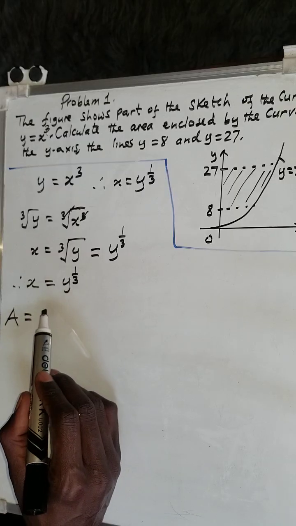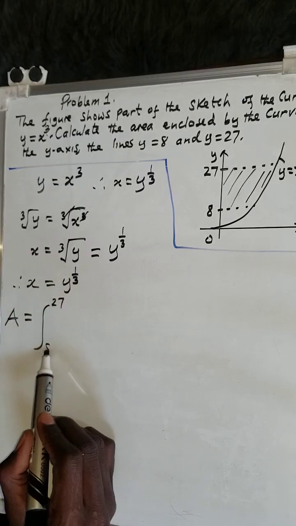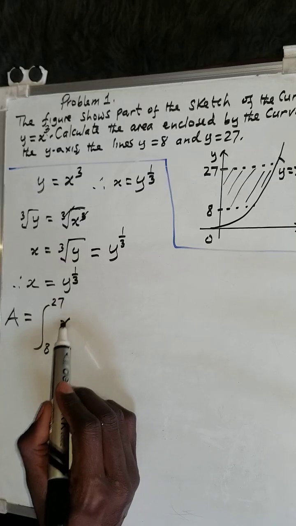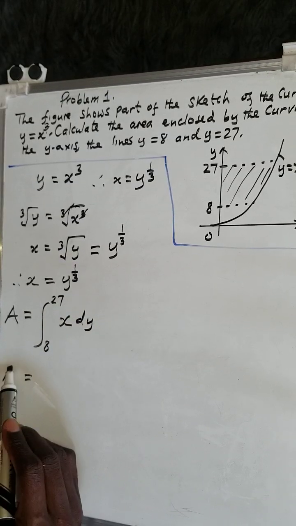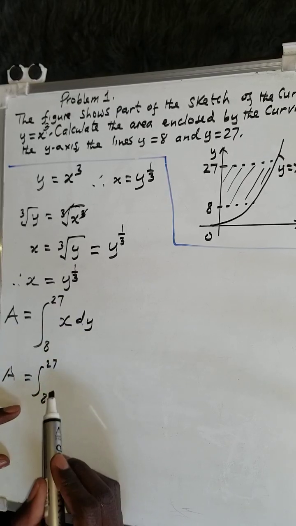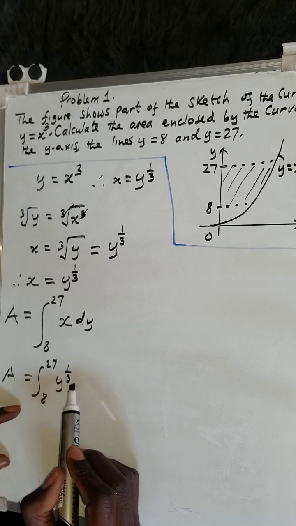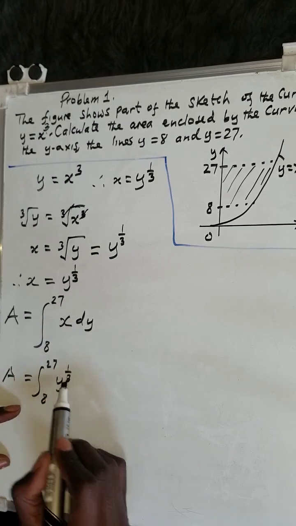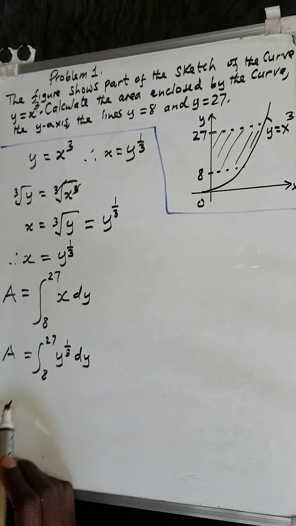So the area enclosed will be equal to, you integrate, remember the upper limit 27 and the lower limit is 8, then that will be x with respect to dy. So now we can replace what our x there is, because I've already made it the subject of the formula, which is y raised to 1 over 3, with respect to dy. So we can actually get to integrate that.